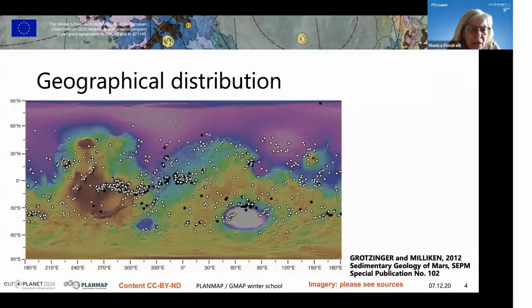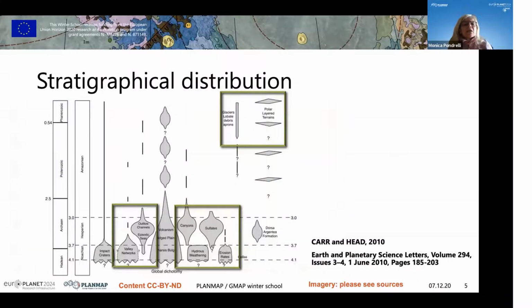Sedimentary rocks on Mars are distributed, in these maps, as we see only the distribution across the high-resolution imagery. The white dots represent HiRISE images, while the black dots represent MOC images. And you see, of course, the distribution also depends on the distribution of the images, but it's enough to see that sedimentary rocks are widespread basically all over the planet. So they are a very important part of the geological history of Mars.